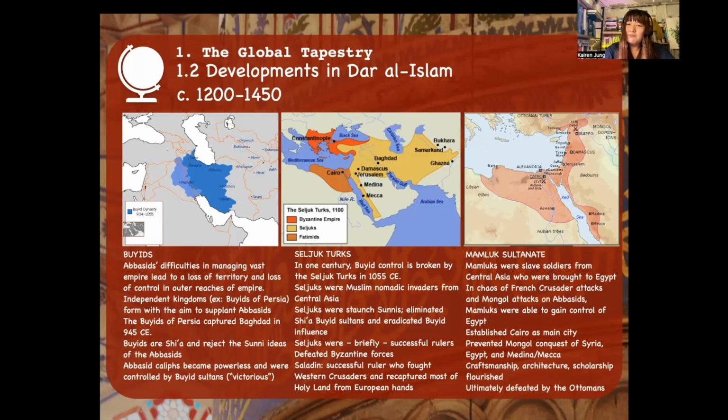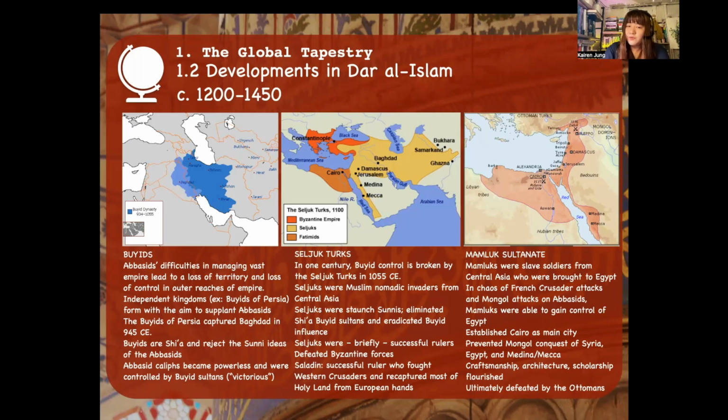So the Seljuks were Muslim nomadic invaders from Central Asia. They were very staunch Sunnis. They eliminated Shia Buyid sultans and eradicated Buyid influence. The Seljuks were successful rulers very briefly until they were defeated by Byzantine forces. Now, for some reason, the College Board doesn't really emphasize Byzantium and all its influences, but if you're into history, again, I'm actually thinking of making a separate video on that. Definitely feel free to chase your compulsive curiosity.